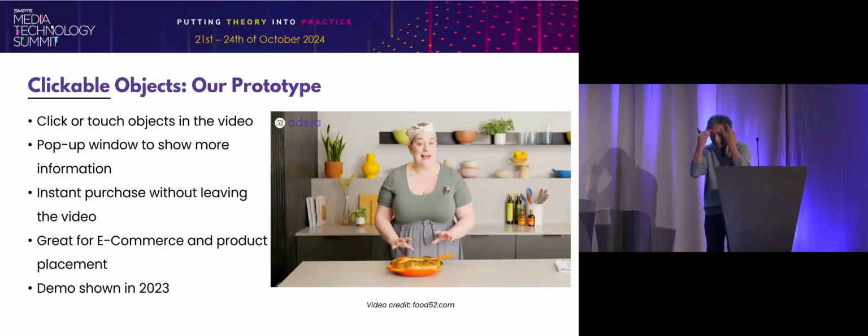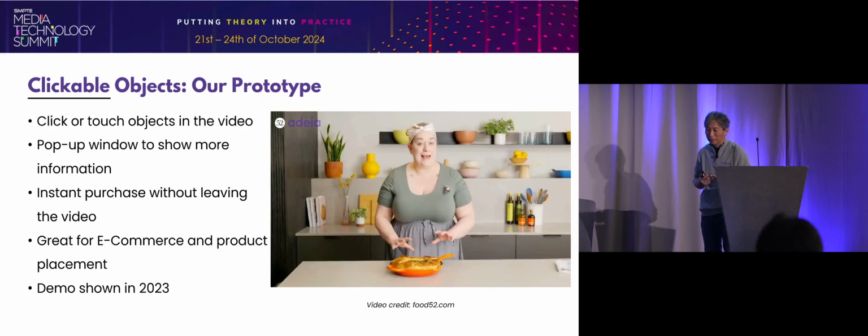Now, we made our prototype and demo last year out of one of the patent applications that we made. This is called clickable objects, and it is made from a regular cooking show video. If you click or touch one of the objects in the video, there's a pop-up window and it'll show more information about the product. I'll show you how it works.